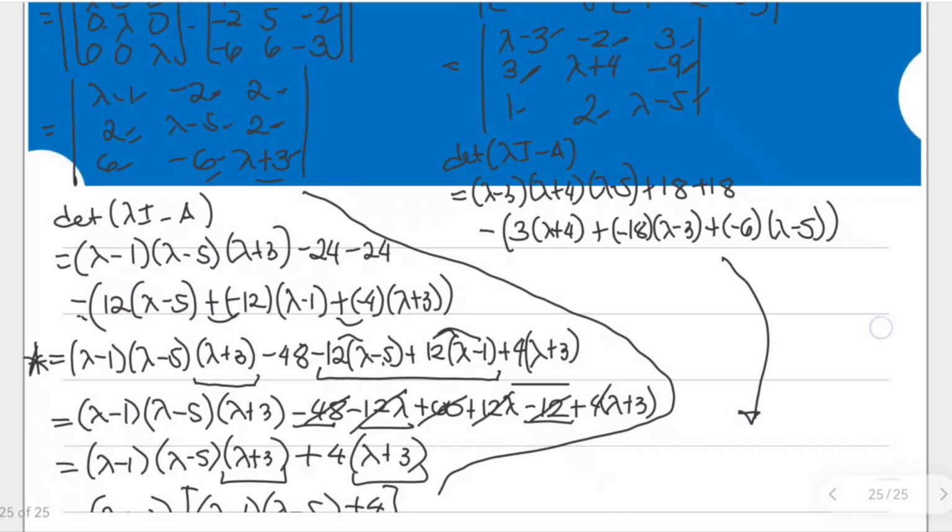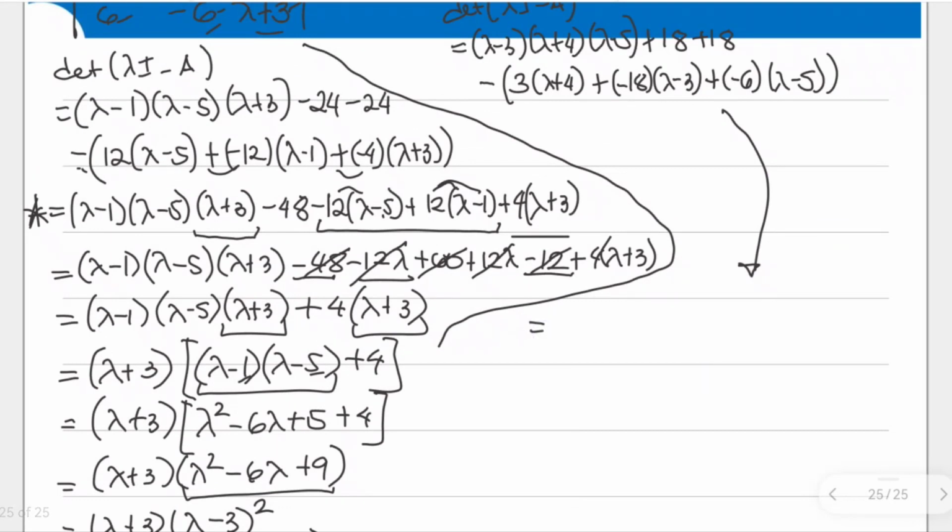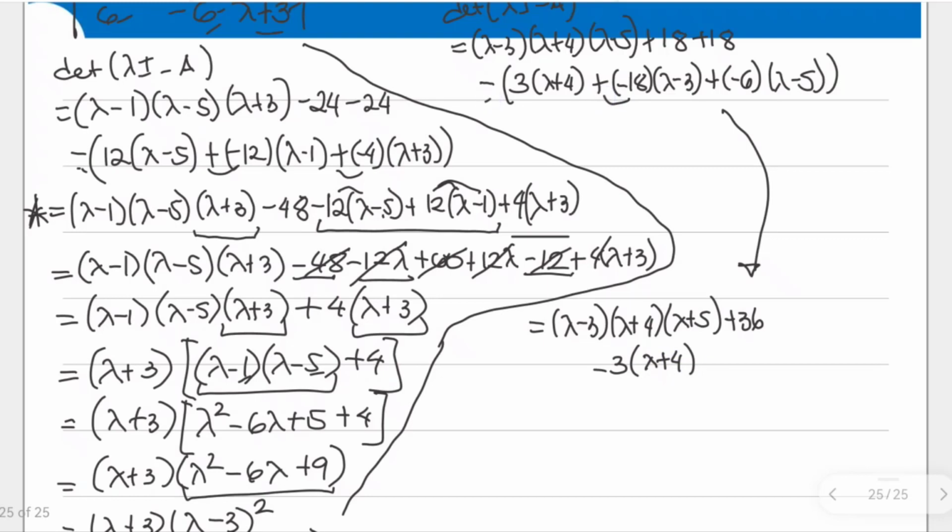Allow me to move a little bit lower so that we could really construct the next few steps. So, we'll have it here, right? The same: lambda minus 3, lambda plus 4, then lambda plus 5, plus 36, that's 18 plus 18, minus 3 of lambda plus 4. This is negative times negative, so plus 18 of lambda minus 3. Then this is also negative, and then negative, so plus 6 of lambda minus 5.